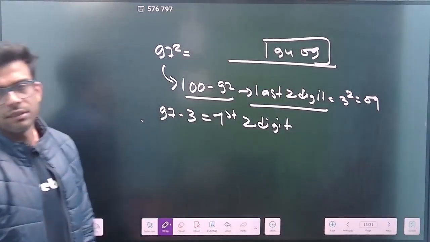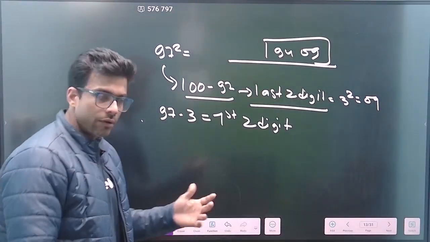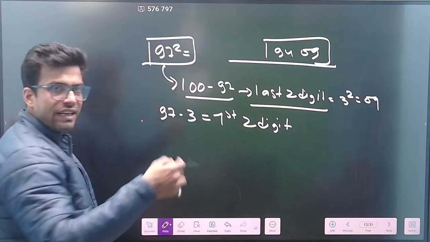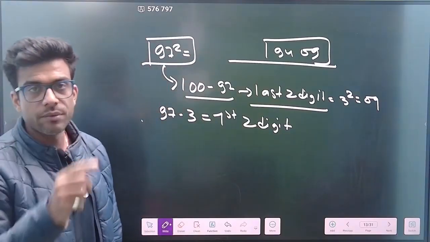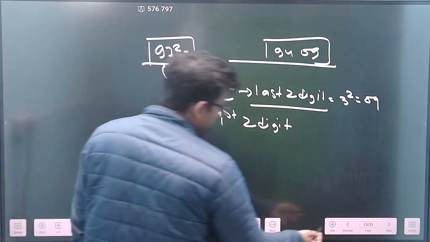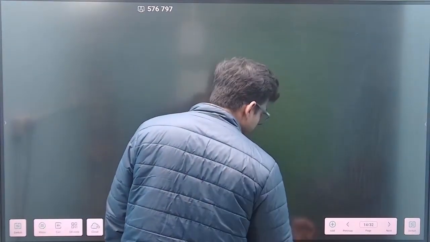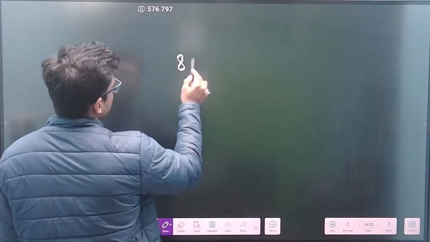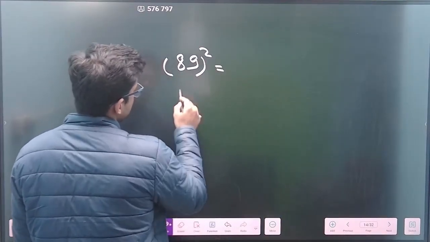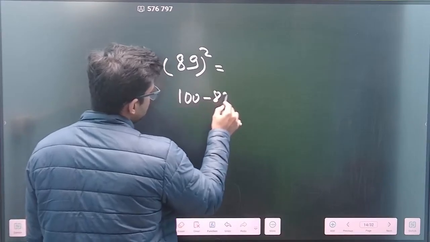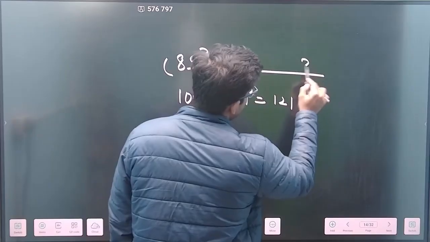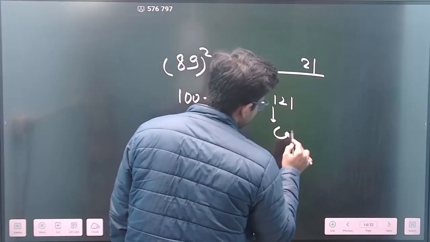Now see, if you practice, you can figure out the square of any number. Now suppose I need to figure out the square of 89. Let's also learn the carry forward numbers. What is 89 squared? 100 minus 89 is 11. 11 squared is 121. Write down 21 over here. 1 is carry.